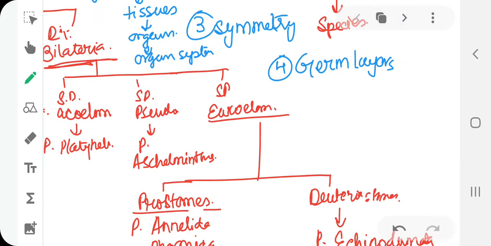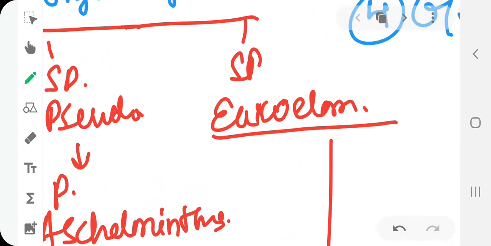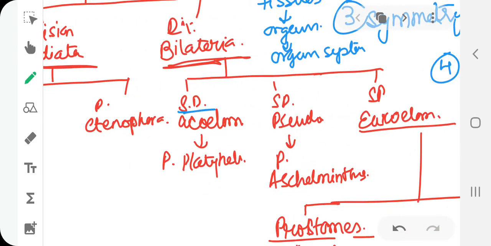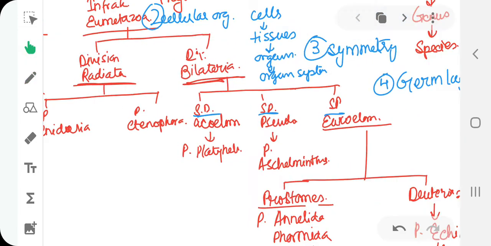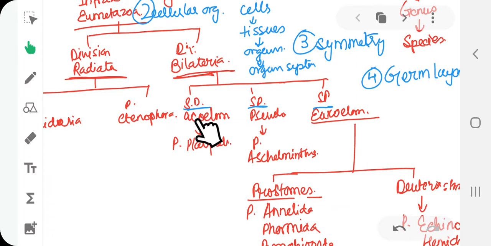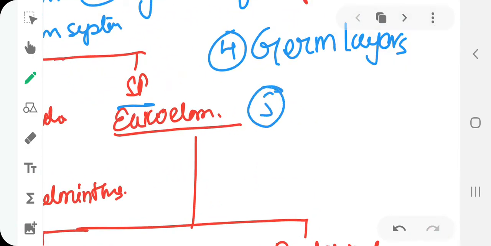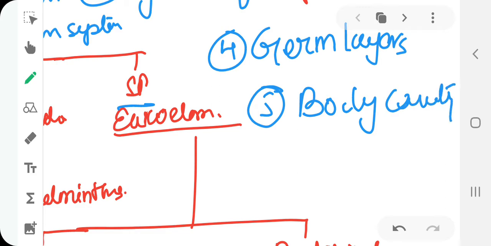After that, we see another division over here, and these are all subdivisions. In this subdivision, we are going to be seeing Acoelomata, Pseudocoelomata and Eucoelomata. What is this coelom? Coelom means body cavity. So here again we divide it on the basis of the body cavity or coelom.